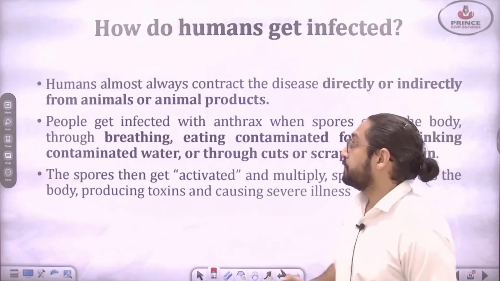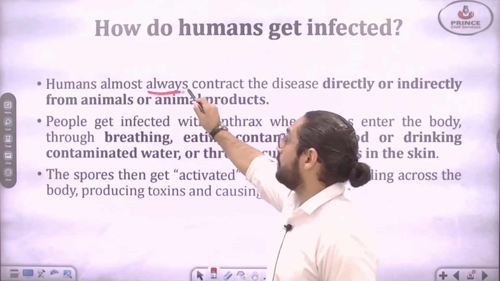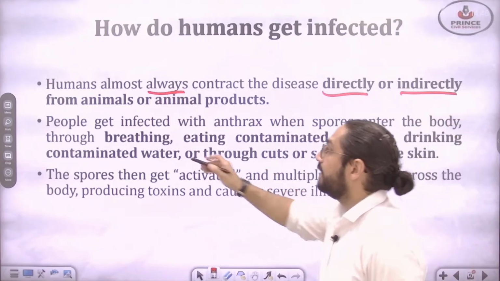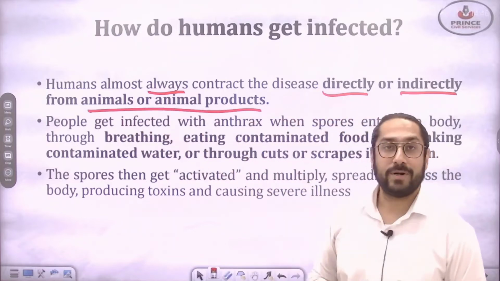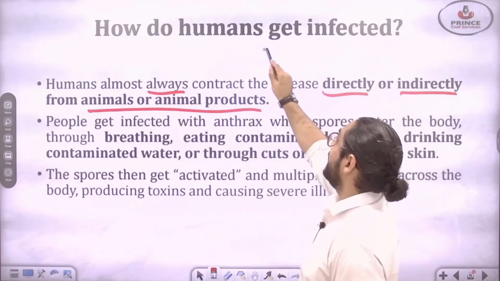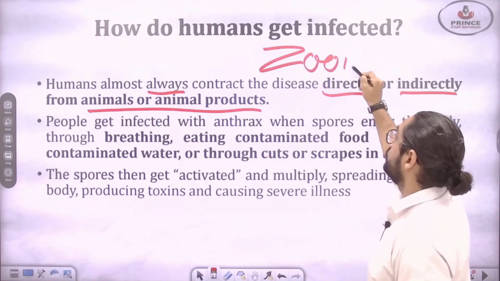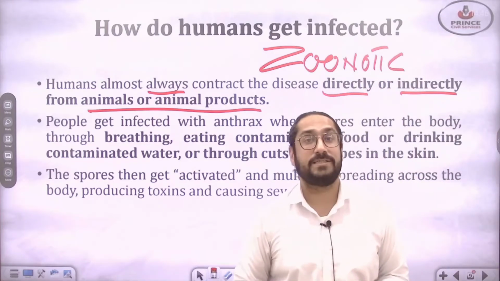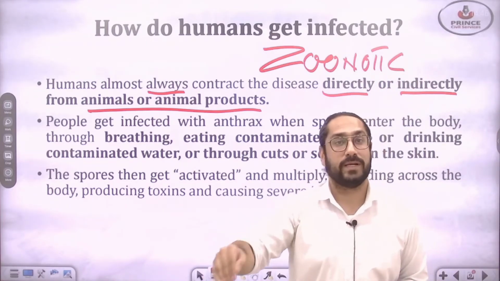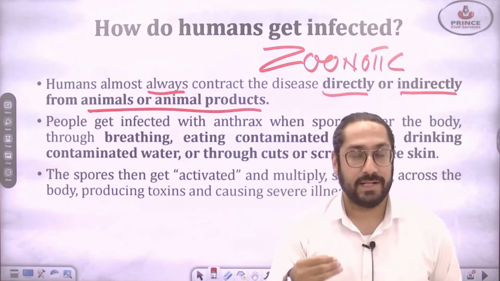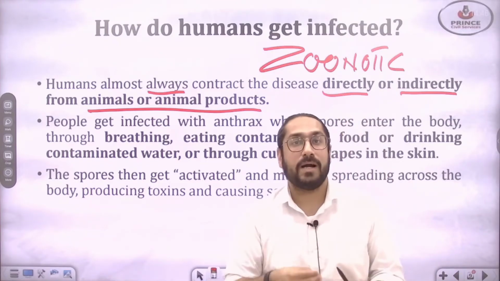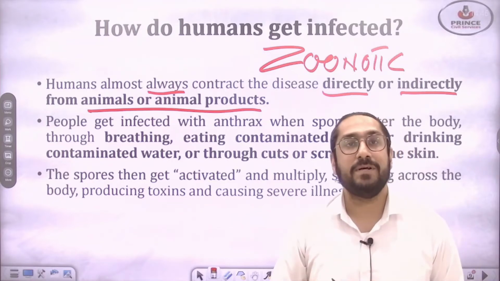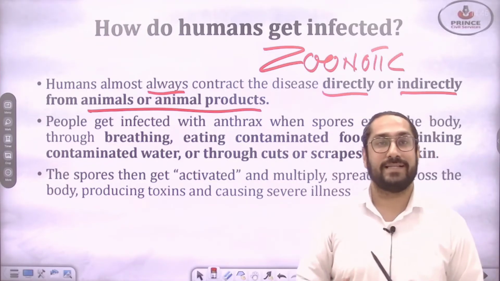It's simple. Humans almost always contract the disease directly or indirectly from animals or animal products. I already told you that anthrax is a zoonotic disease, that is, it spreads from the animal to the human. So when humans come in direct contact with the animal or consume the animal products, they are going to get the anthrax.